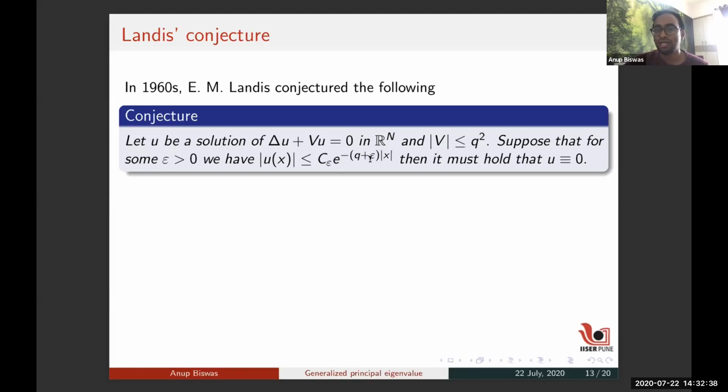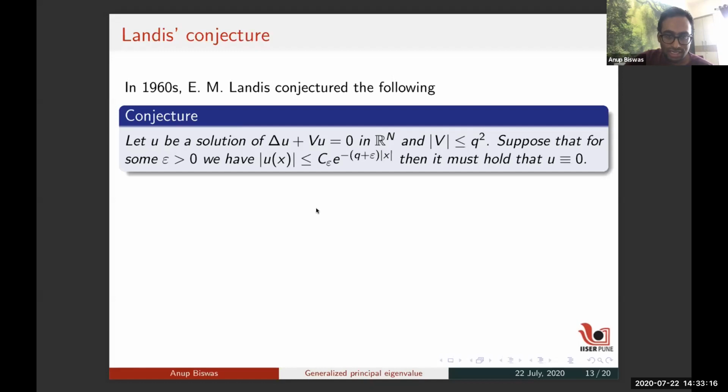So this is important. If I take epsilon equal to 0, let me state the conjecture first. If I impose this decay, then q has to be identically 0. Now if I take epsilon equal to 0, you can take in particular the exponential function e to the power minus q|x| to check that there is a non-zero function for which this equation has a solution. So here this epsilon is important, and this is the conjecture of Landis from the 1960s.